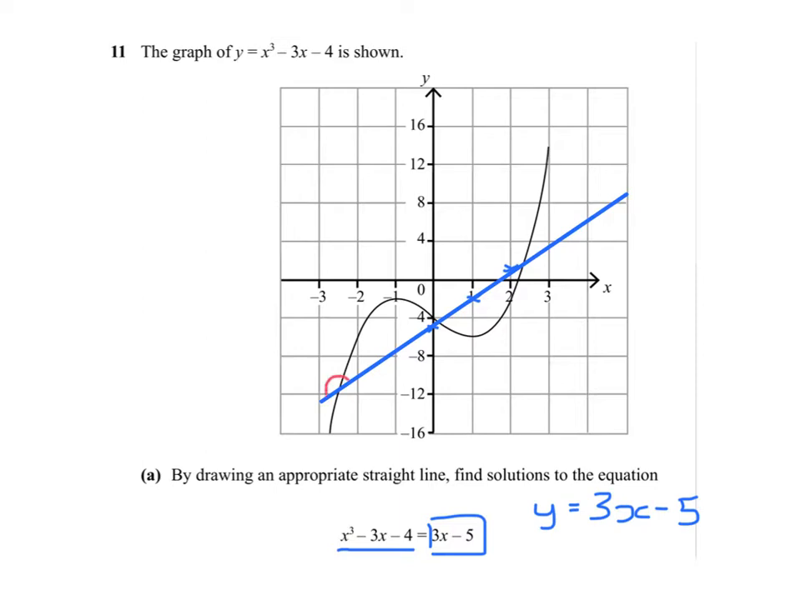And we have 1, 2, 3. First one is when x equals approximately minus 2.5. The second, x equals approximately 0.1, possibly 0.2. And the third one is when x equals approximately 2.4.